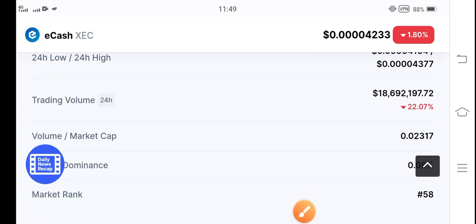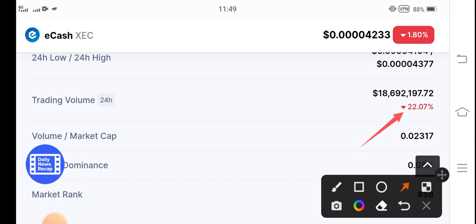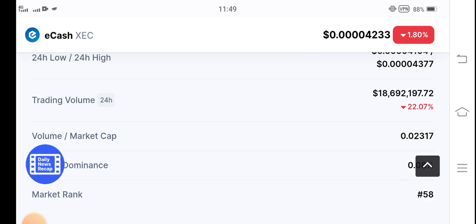Trading volume is negative, unfortunately, 22.07%. But now guys, you can see here there are possibilities for Ecash coin. My prediction is positive, and I hope guys that there is a big possibility that Ecash coin price will pump highly, guys. So I recommend Ecash coin for buying, guys.